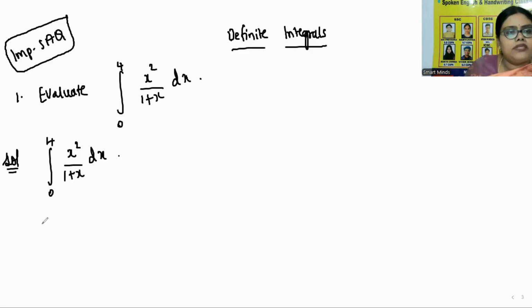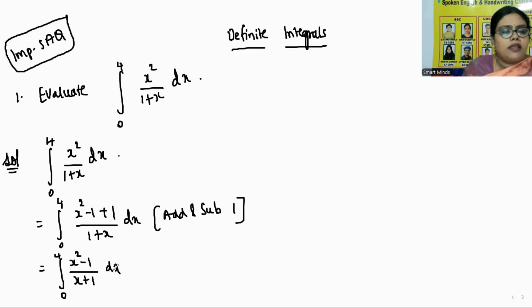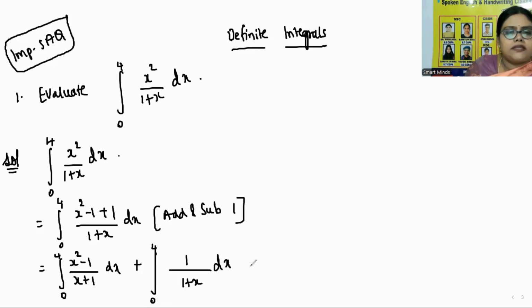Now what we will do is, we will add and subtract 1 in the numerator. So x square minus 1 plus 1 by 1 plus x dx. Here we are adding and subtracting 1 in the numerator. Now we are separating it: integral 0 to 4, x square minus 1 by x plus 1 dx, plus integral 0 to 4 1 by 1 plus x dx.